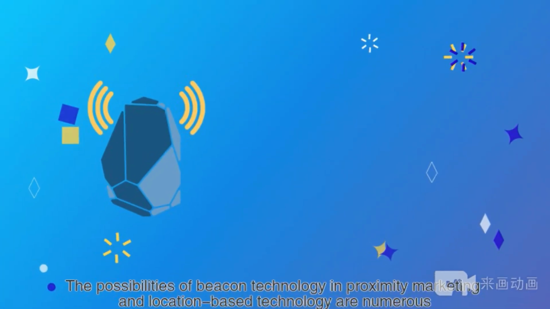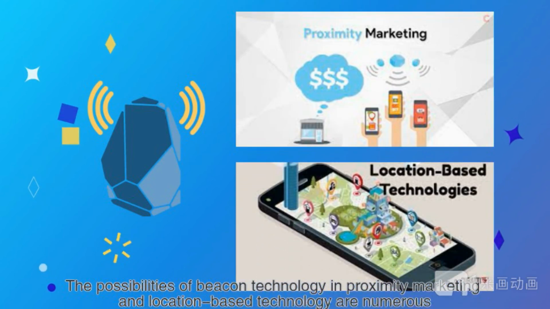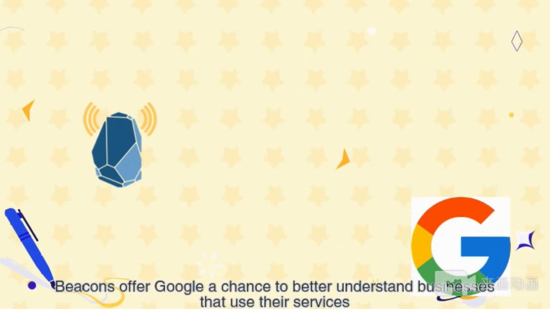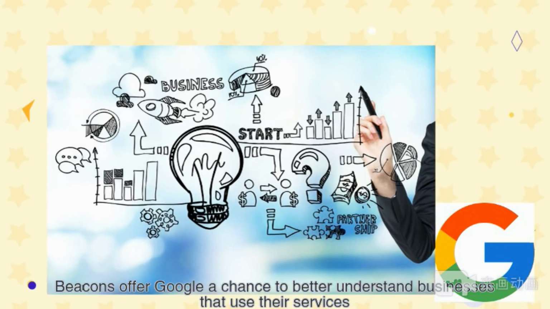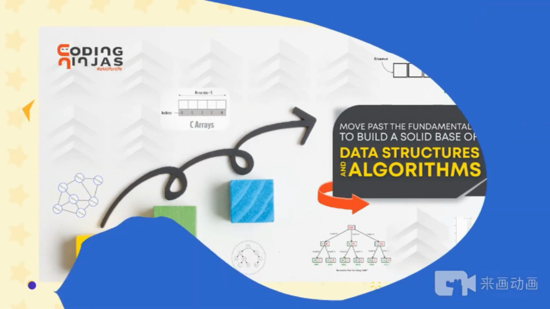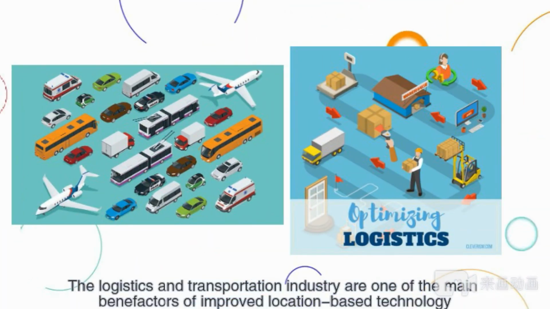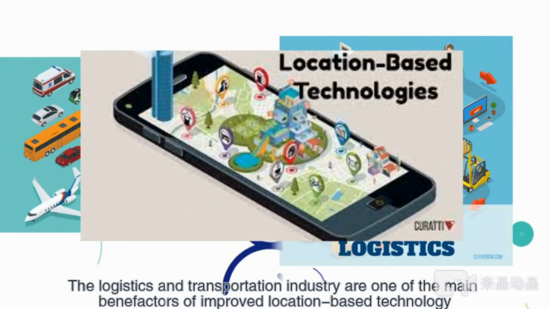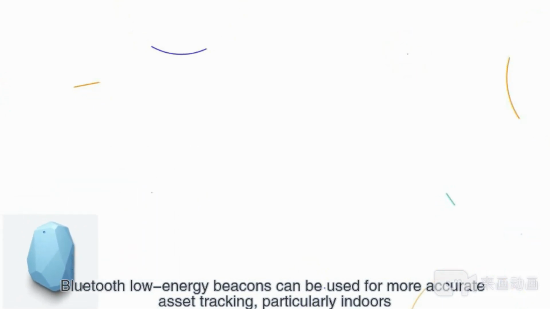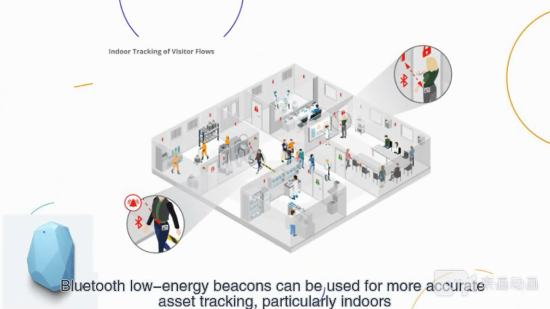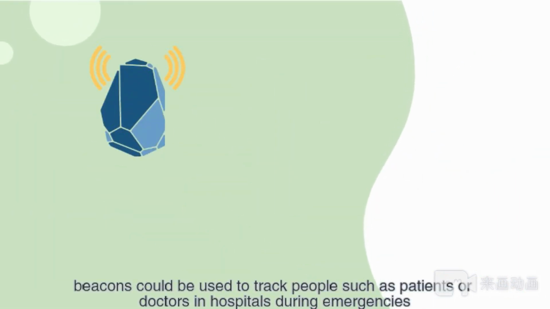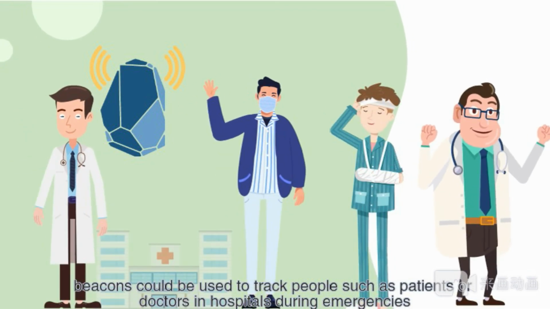Applications of beacon technology in proximity marketing and location-based technology are numerous. As data-gathering tools, beacons offer Google a chance to better understand businesses that use their services, as well as the users themselves, in order to improve their algorithm. The logistics and transportation industry are one of the main beneficiaries of improved location-based technology. Bluetooth low-energy beacons can be used for more accurate asset tracking, particularly indoors. In addition to tracking objects themselves, beacons could be used to track people such as patients or doctors in hospitals during emergencies.